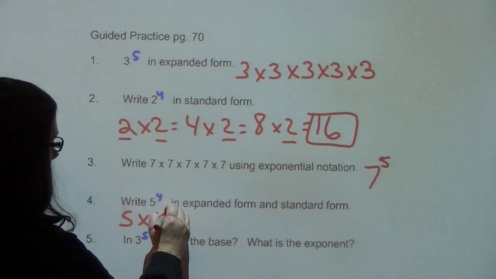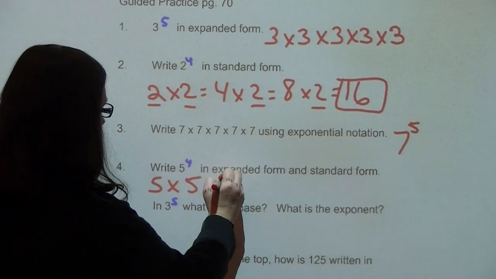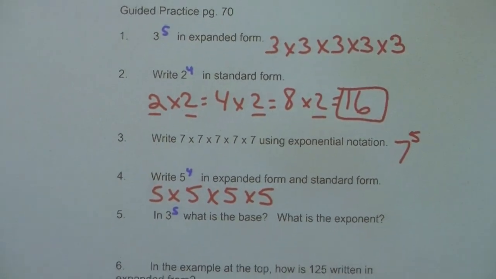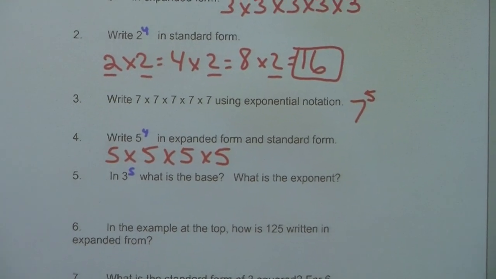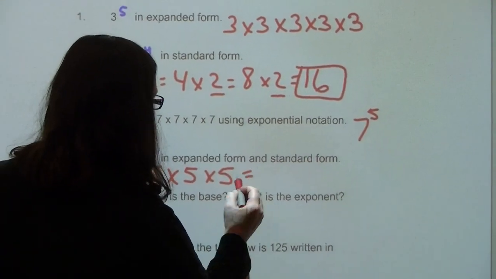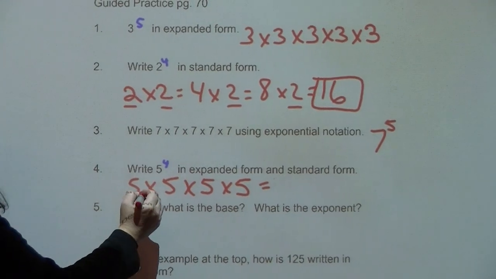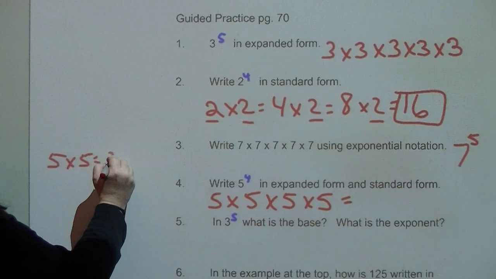The base is the number we continue to multiply. And how many times are we going to do it? 4. Good job. So our expanded form is 5 times 5 times 5 times 5. Good job. Now it asks us to also solve for standard form. Okay, so then that means, and I've run out of room here, 5th grade, so I might put it on the side here. We have to take and multiply 5 times 5, which gives us 25.